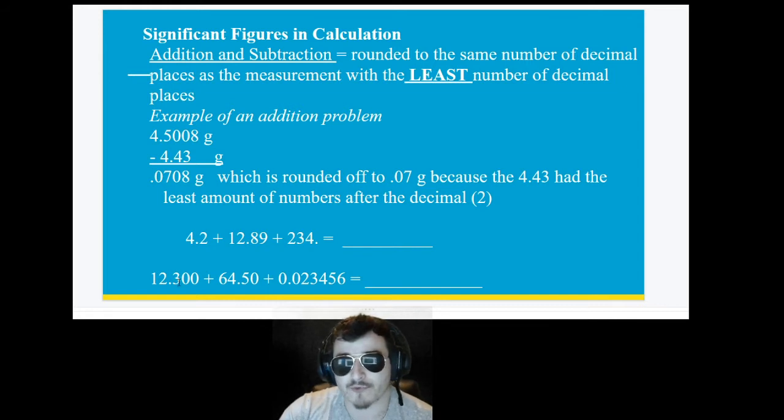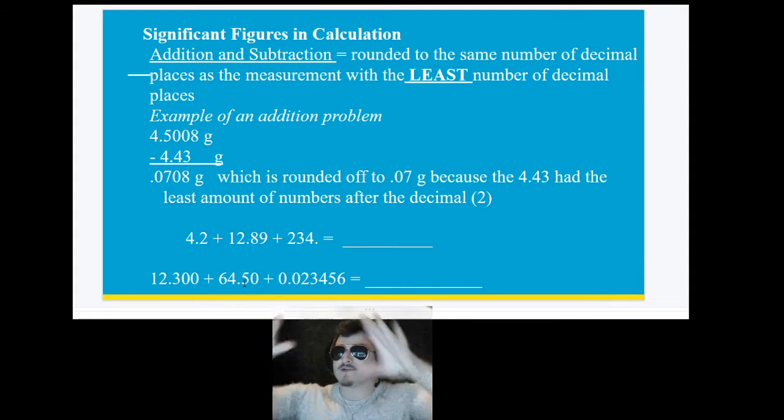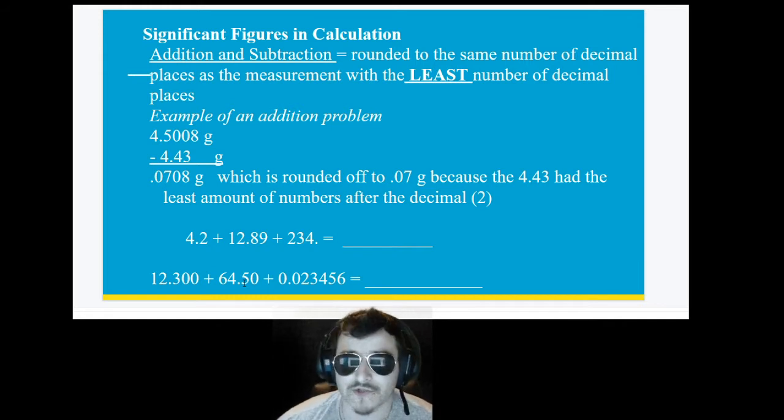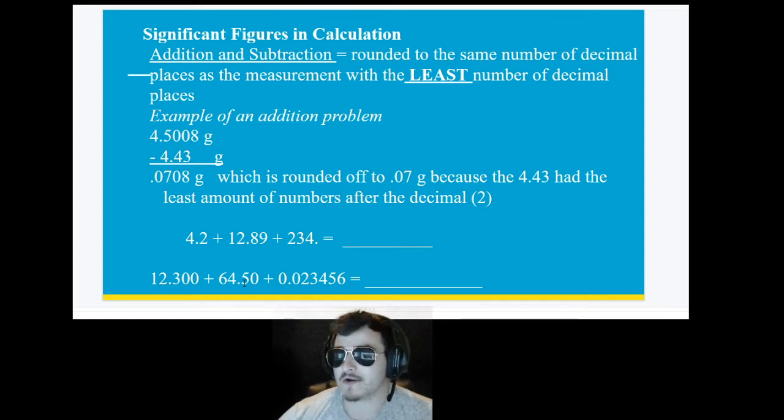Next problem, 12.300, 3 decimal places, 64.50, 2 decimal places, 0.023456, 1, 2, 3, 4, 5, 6 decimal places. We can only round our answer to 2 decimal places, right? It doesn't matter if one of your values goes to the 100th decimal place. It doesn't matter. You can only go to the least amount of decimal places used in the problem. So punch whatever the exact numbers are in your calculator and then just round it to the correct number of decimal places, just as you did in our last operation.